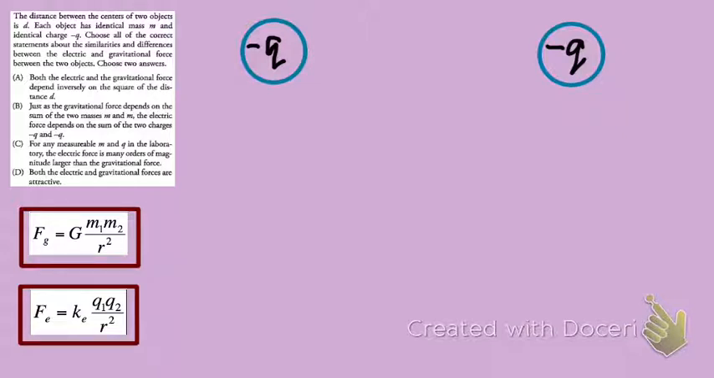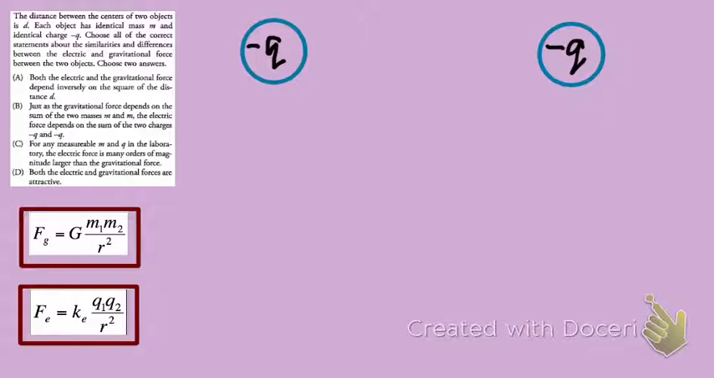The distance between the centers of two objects is d. Each object has identical mass m and identical charge -q. Choose all of the correct statements about the similarities and differences between the electric and gravitational force between the two objects. Choose two answers. So I'm going to go through all of the choices and explain why they're right or wrong.